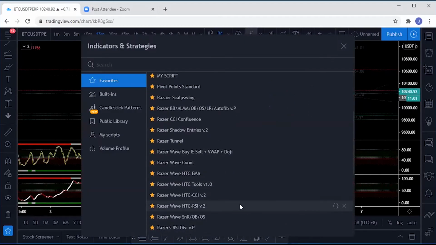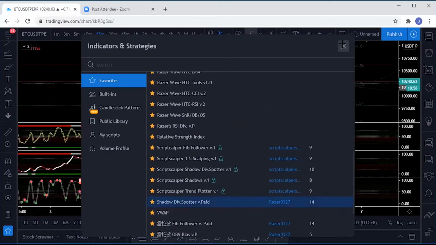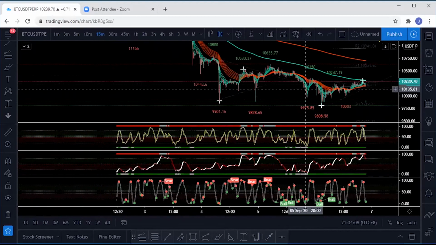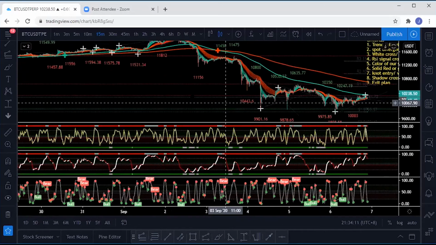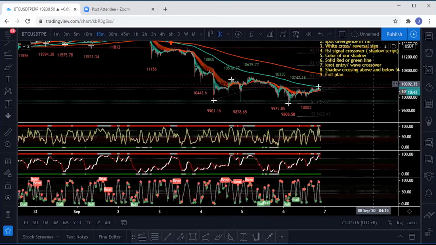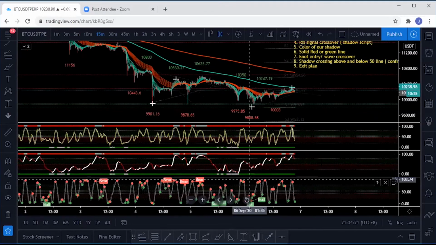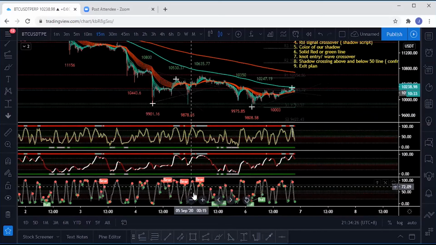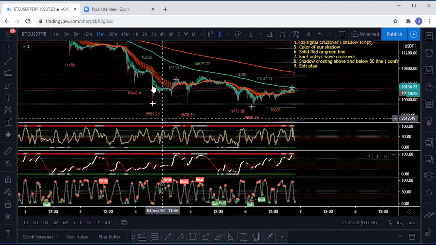Div spotter. Okay, so this is your 15 minutes time frame. Yes. Perfect. From here, so this is our spotter. You see already a bear div. This one, is this a bear div? Okay, so this is a bear div. Okay, what is one?